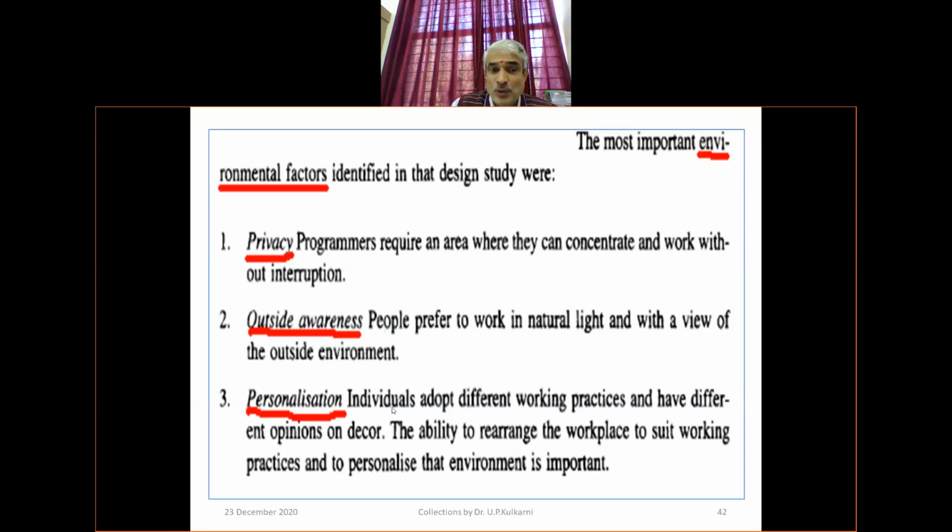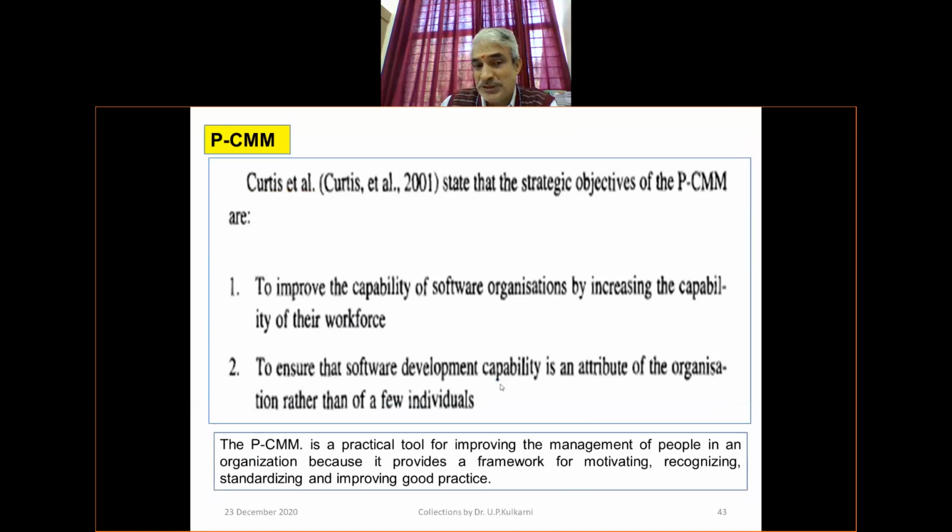Something else added are the important environmental factors identified in that design study. Privacy: programmers require an area where they can concentrate and work without interruption. Outside awareness: people prefer to work in natural light and with a view of the outside environment. Personalization: individuals adopt their own working practices and have different opinions on decor, right? So these are the additional factors you need to consider when you talk about people management.